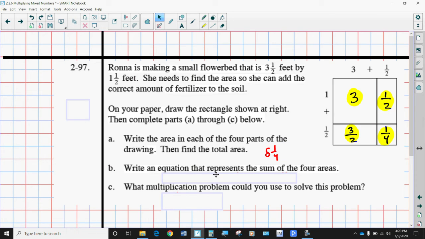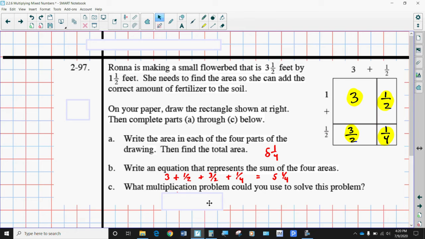All right, write an equation that represents the sum of the 4 areas. So there you go, 3 + 1/2 plus, you could change this to 3 + 2/4 + 6/4 + 1/4. And then combine the 3 + 7/4 and eventually get yourself to, or would that be 8 9/4? Yeah, it's probably 9/4 to get the 5 1/4 as well, if you didn't want to do that little mental thing that I did right there.